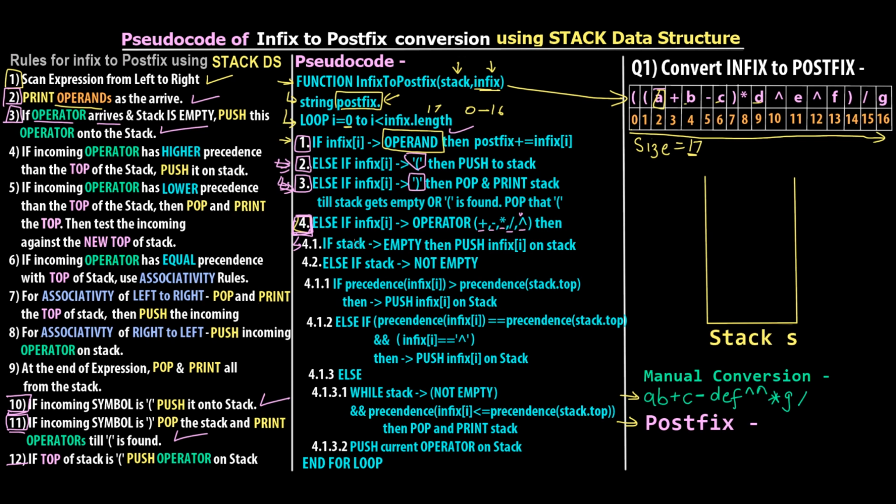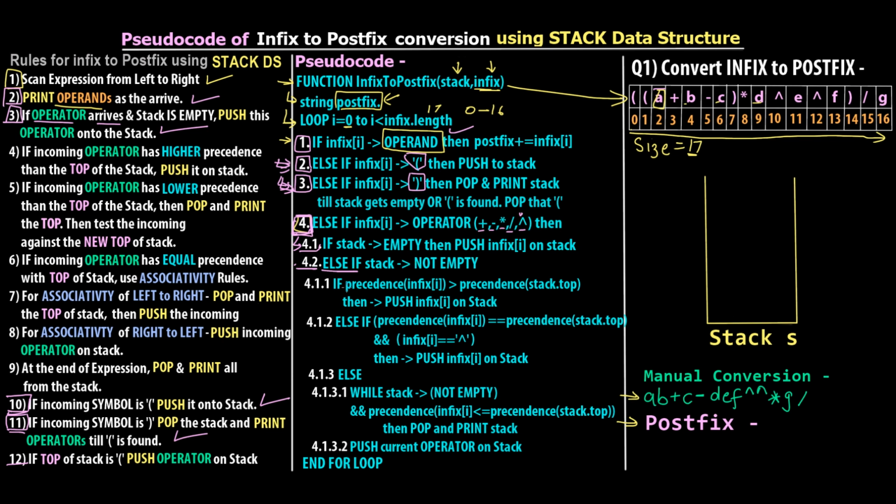So the stack can be filled with other operators also, right? So in that case, we have an else if. That's why after 4.1, we have 4.2. In 4.2, the condition is the stack is not empty. So let's say the stack is not empty, it already has some operators in it.